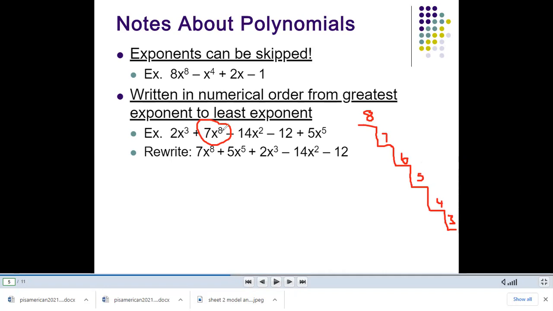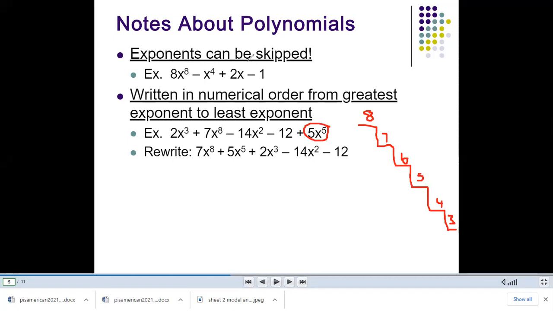Then, 7x to the power of 8, we already dropped it down. We search now for power 7. Can you find any power 7 here in front of you? No. Can you find power 6? Do you have x to the power of 6? No. Then the next will be x to the power of 5.